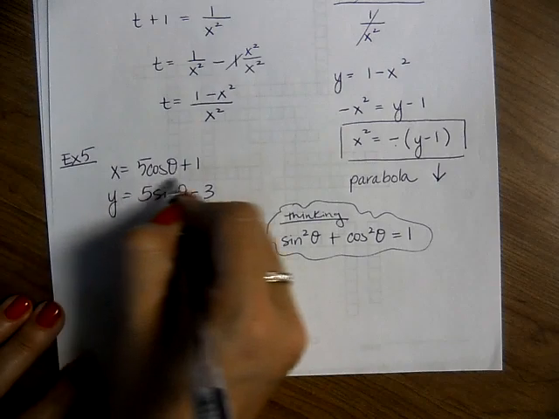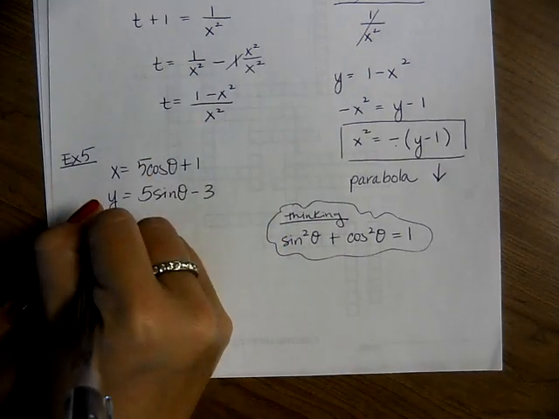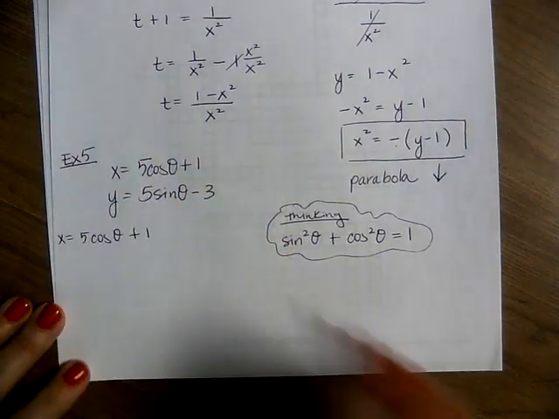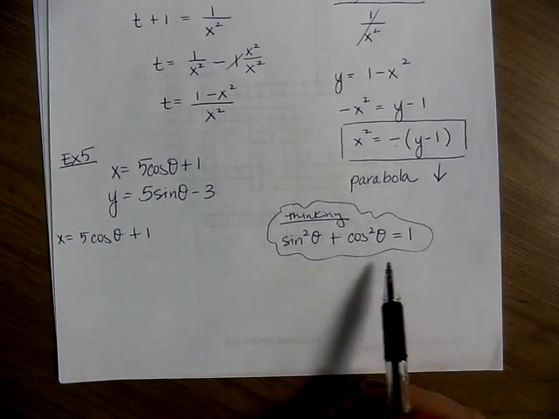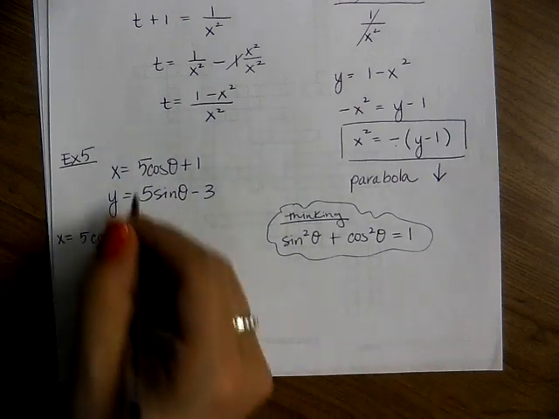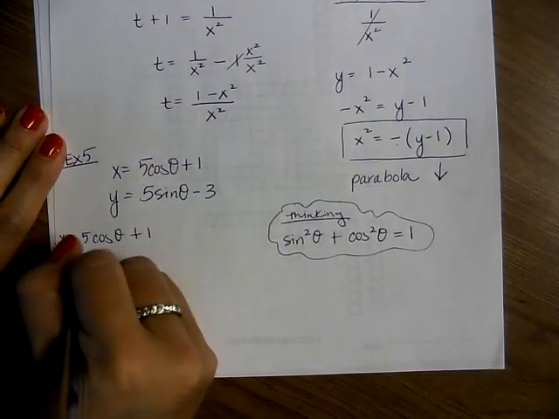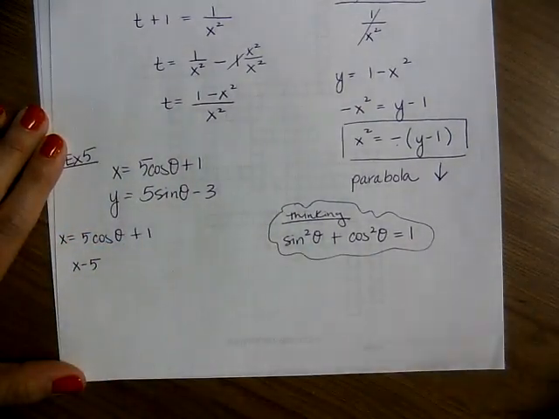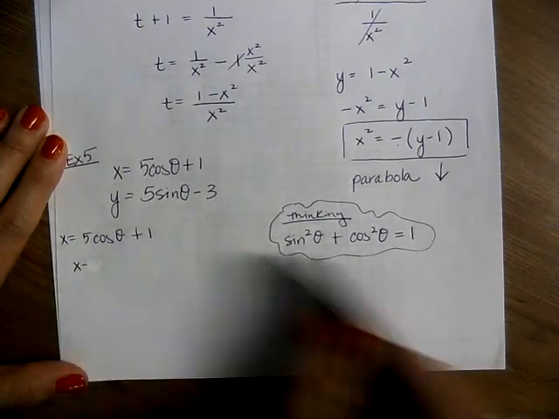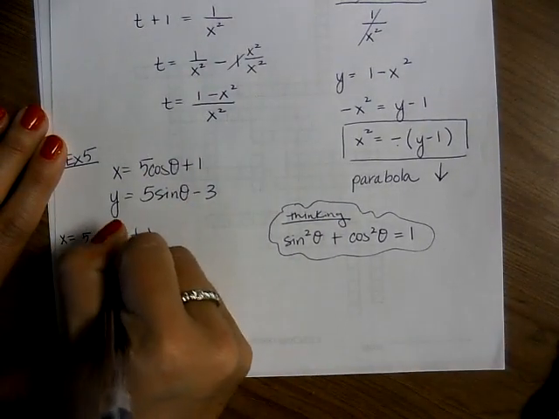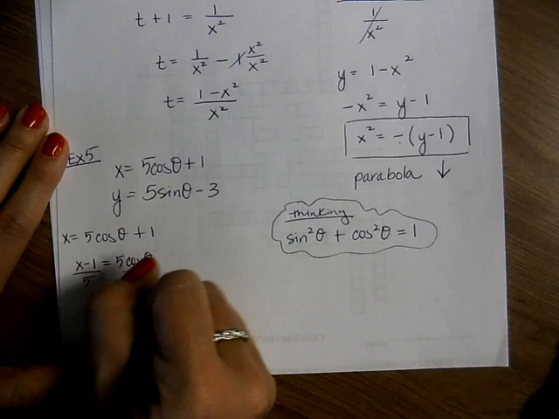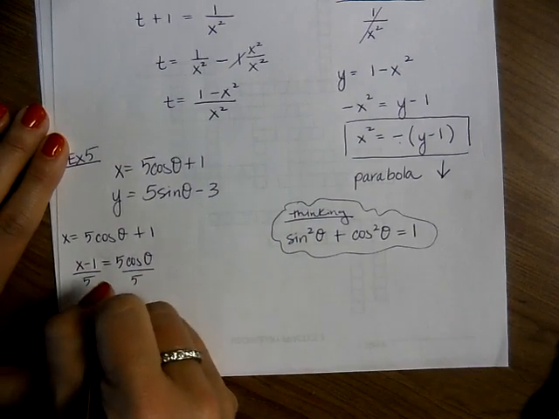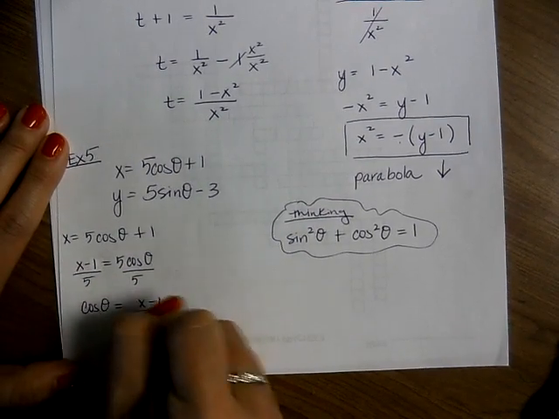So if I just look at the equation of x, and if I solve for cosine, because I want to work with this third equation here, I want to work with this identity. So I can subtract the 1. Whoopsie, not the 5. I can subtract 1. And then I can divide by 5. Everyone agree with that? Okay, so if I divide this by 5, then I get cosine of theta equals x minus 1 over 5.